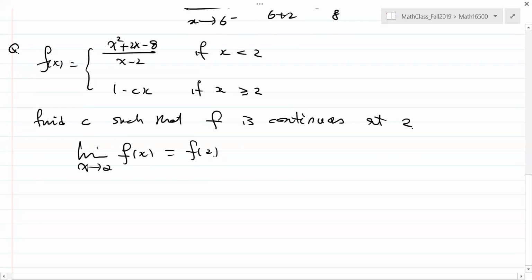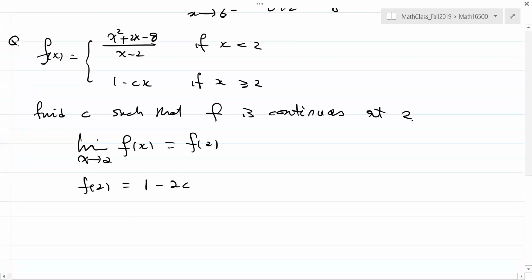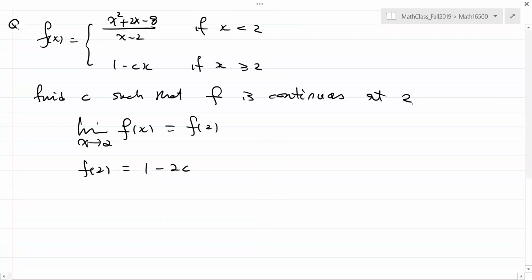When we say f is continuous at 2, if this is true, you have to guarantee f of 2 is already defined, right? f of 2 uses the second piece, which is 1 minus 2c. We know that. So we have to find the limit, but unfortunately the function is defined piecewise, so you can only talk about the left limit and the right limit. The right limit is 1 minus cx, so here it's going to be 1 minus 2c. This is the right-hand limit.